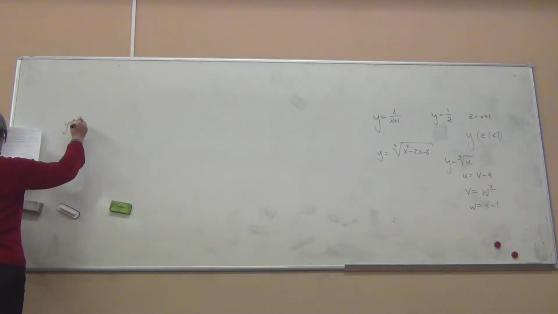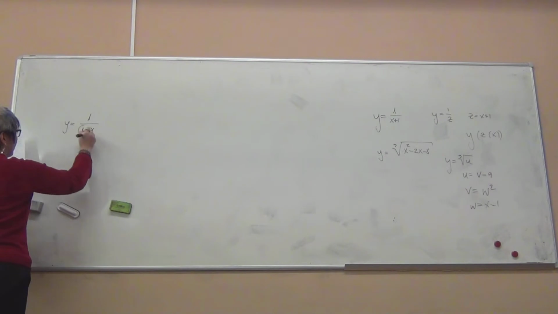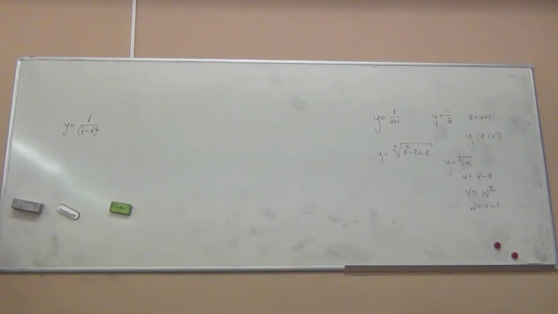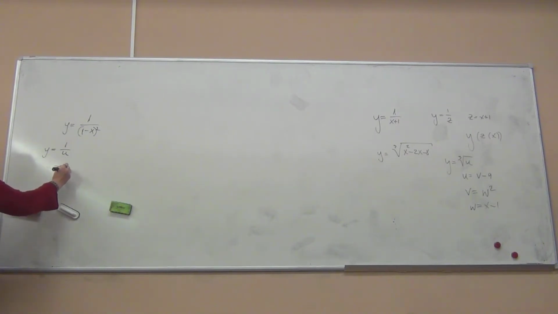Now the next one, y equals 1 over 1 minus x squared. I think it could be 3. So one function could be y equals 1 over u. The second one would be u equals x squared and v equals 1 minus x, for example, like this.